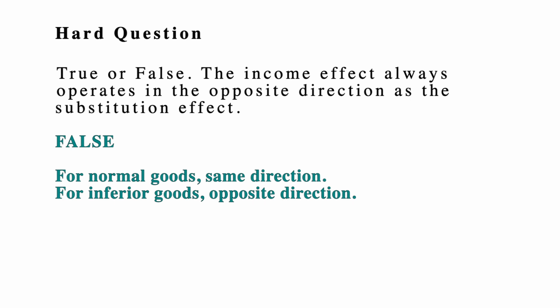For normal goods, the income effect and the substitution effect work in the same direction, which is to say, when prices decrease, it'll result in an increase in quantity demanded. But for inferior goods, it's going to be the opposite. So that is just something that's easier to commit to memory, that for normal goods, income and substitution effect work in the same direction, but for inferior goods, they are opposite.